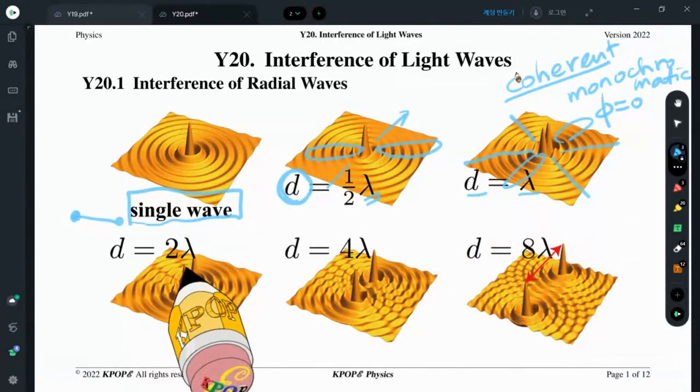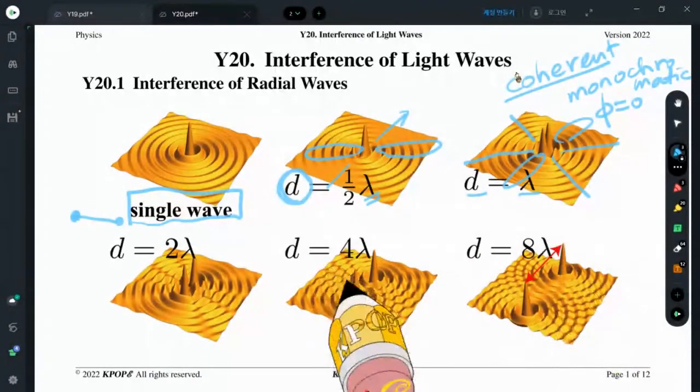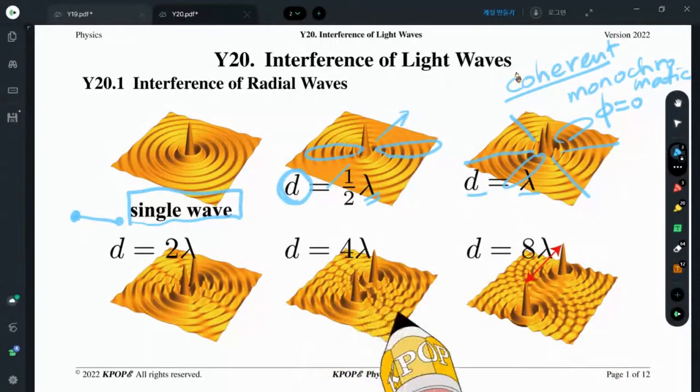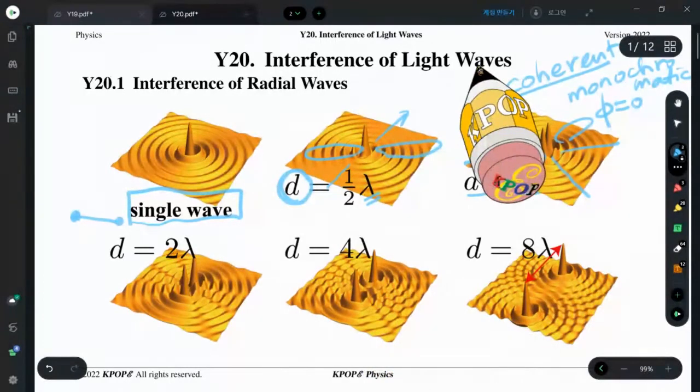If d is 2 lambda, 4 lambda, if you increase it, the interference pattern becomes more dense. Okay, we are approaching the limit of diffraction.